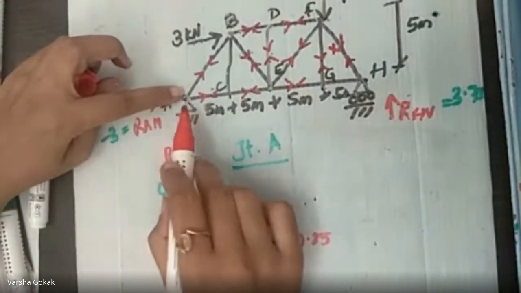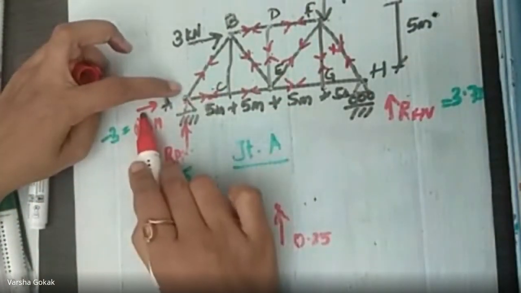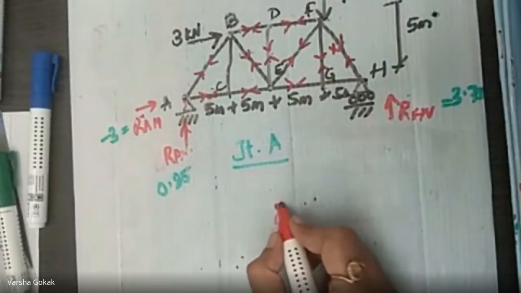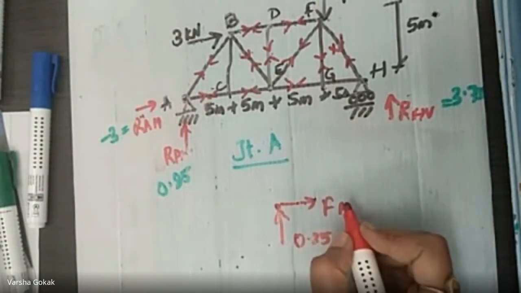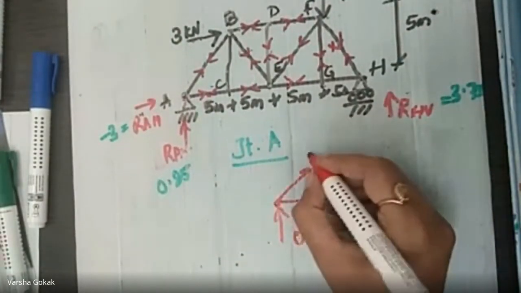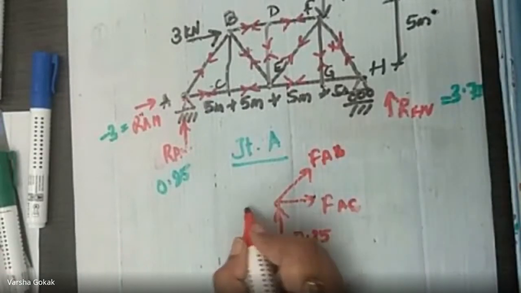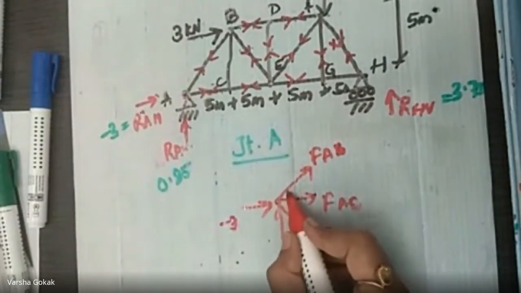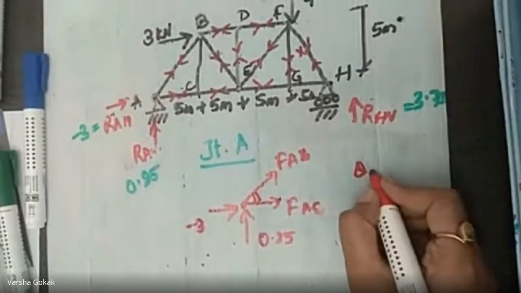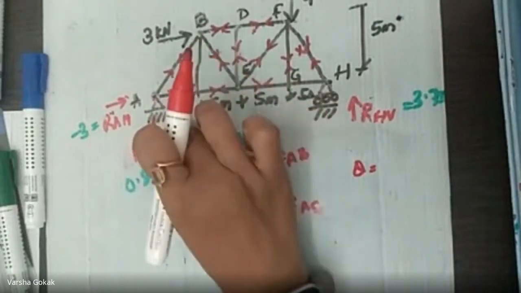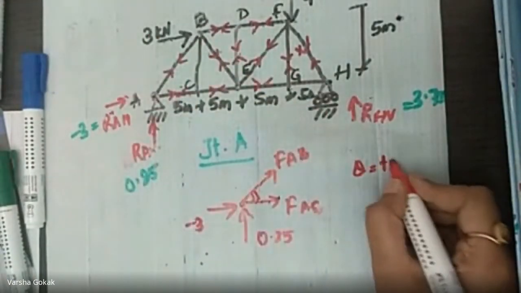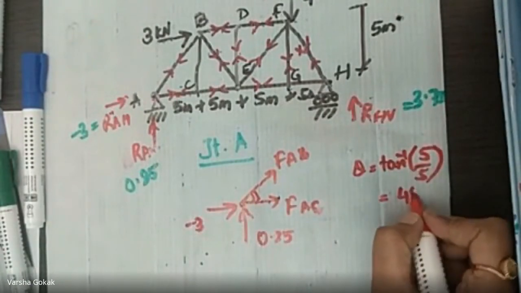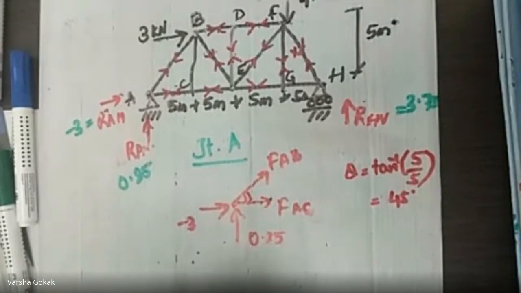So I'll start with this joint. I have this force here, this -3 and RAV. Correct? So like this. Then this is going to be FAC. This is FAB. And this value is -3. What is the angle between these two? Theta is going to be tan inverse opposite by adjacent. That is 5 divided by 5. Tan inverse 5 divided by 5. That makes tan inverse 1, that is 45 degrees. So angle is 45 degrees.